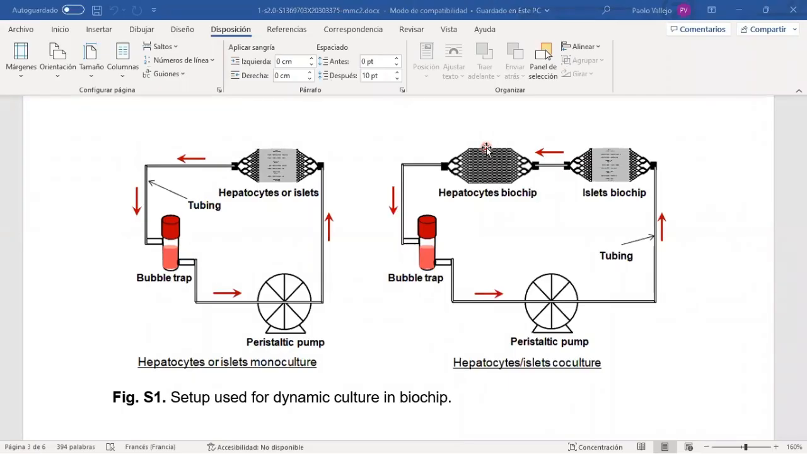Here we have a closer look at the setup used for the dynamic culture in biochip. The hepatocytes chip or islet chip is connected to a peristaltic pump and to the culture medium reservoir, which acts as a bubble trap. This is used for the monocultures, either for hepatocytes or for islets of Langerhans. For the hepatocytes-islets culture, the setup is the same. There is only one difference: the hepatocytes and islets chips are connected serially.